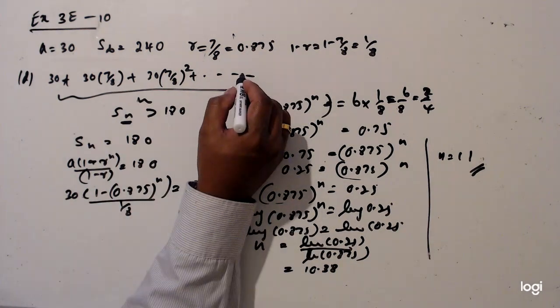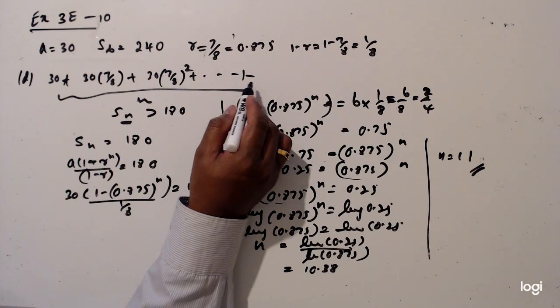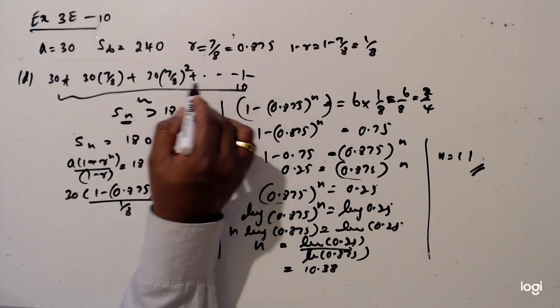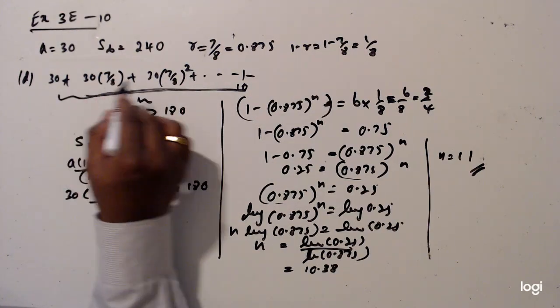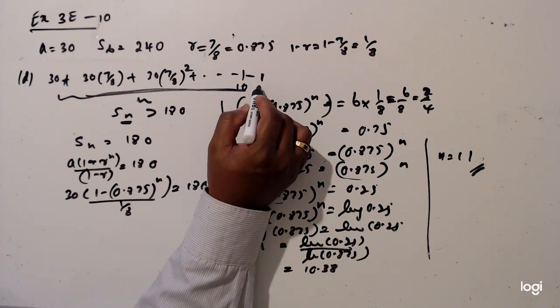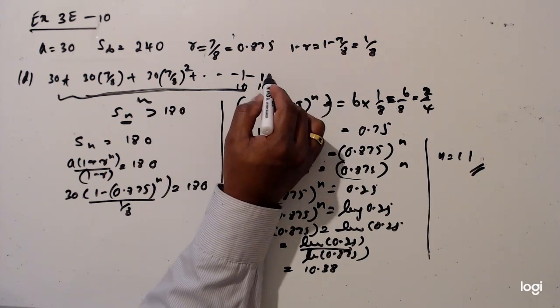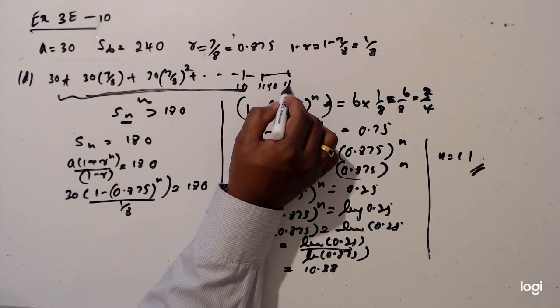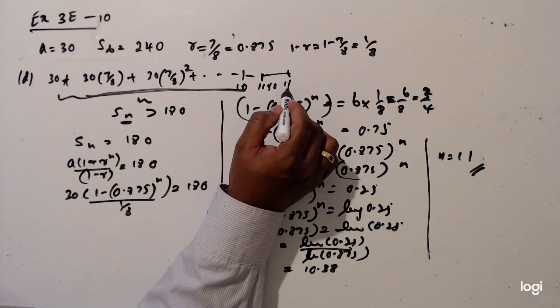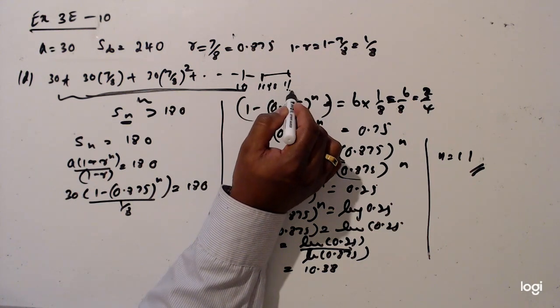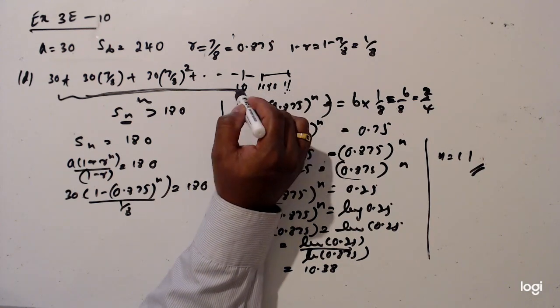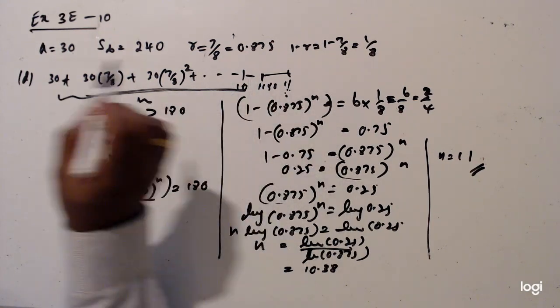It means up to 10 terms it is less than 180. Then there is no such thing as a 10.38th term, so after the 11th, definitely, the addition is greater than 180.